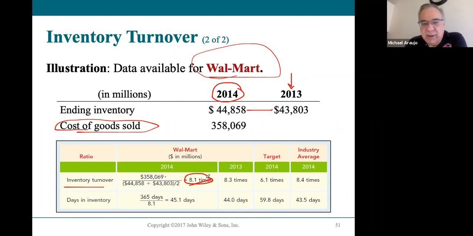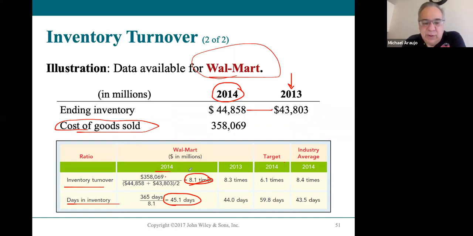That's how quickly the inventory turns over in that store. It's how quickly they sell their inventory. When you divide the 8.1 over the 365 days in a year, that means that Walmart literally sells out their store every 45 days. So this tells you how rapid things are going.